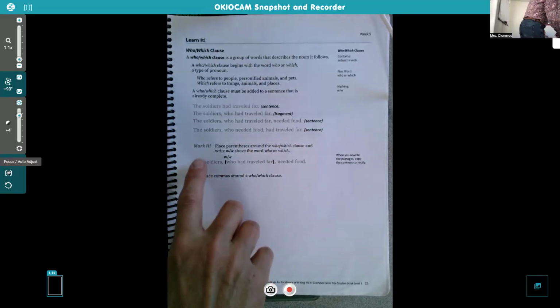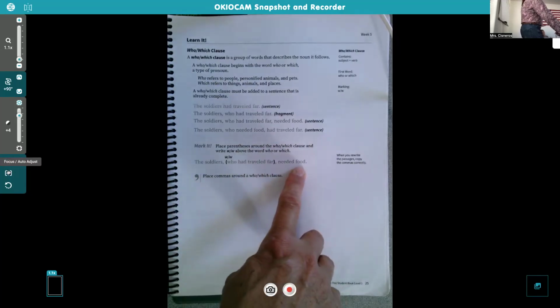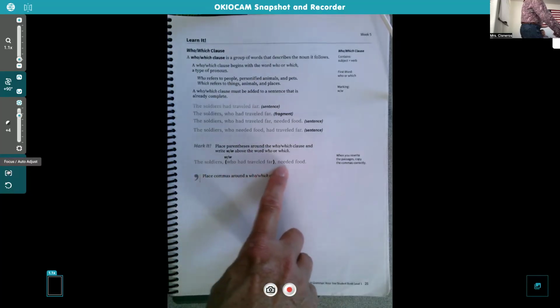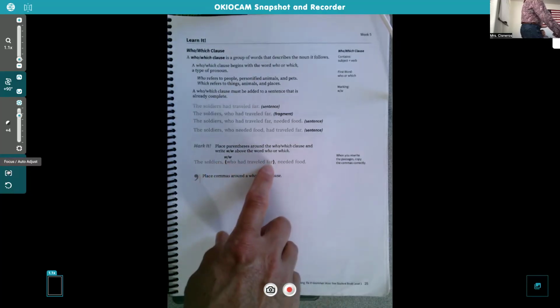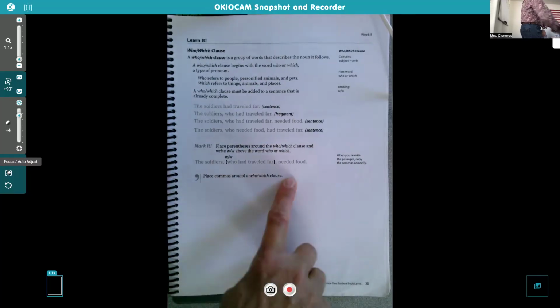Okay. This is how we mark it. Right here, we're going to put parentheses around it. See the example, the soldiers who had traveled far needed food. See the parentheses and then the W/W. What do you think the W stands for? Who which. Yes. W/W stands for who which. And then it says place commas around that.